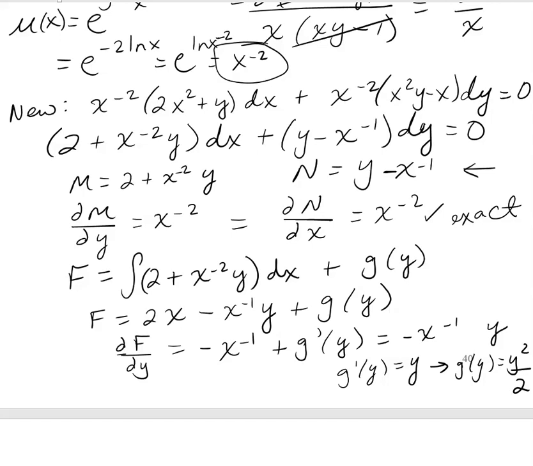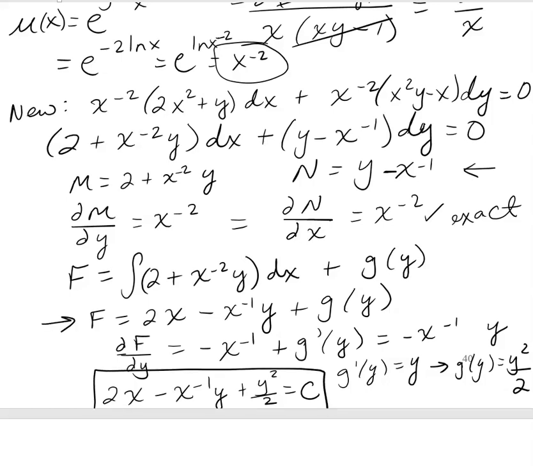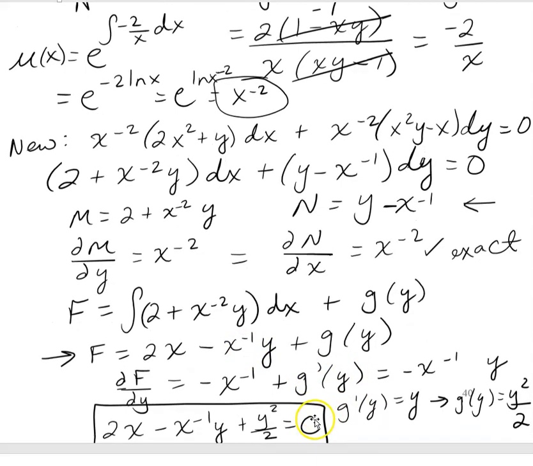Now go ahead and put it together. So my solution is going to be 2x minus x to the negative first y plus y squared over 2 equals c. So remember, the entire f expression equals your constant c, and that becomes your solution to your differential equation. And that's it.